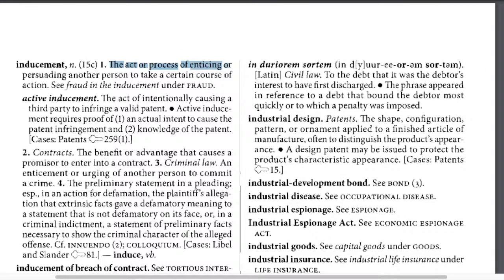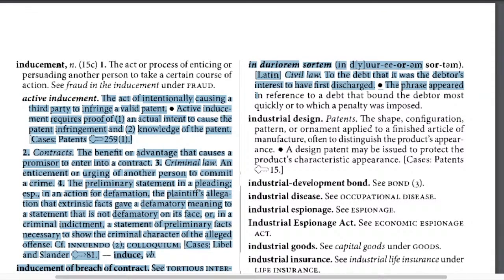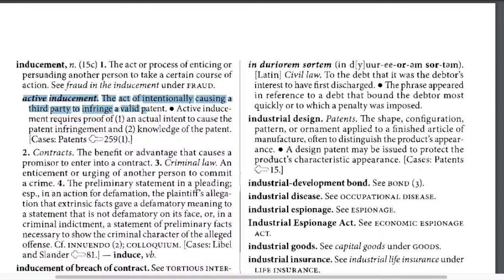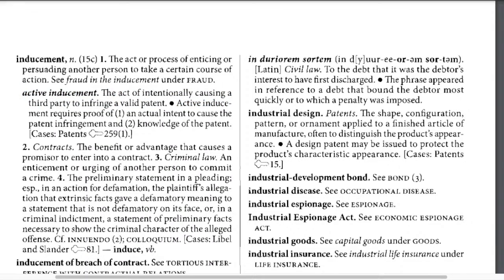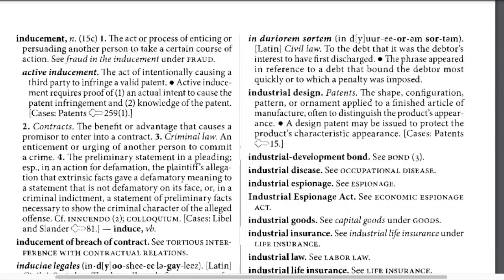Inducement: the act or process of enticing or persuading another person to take a certain course of action. There's active inducement: the act of intentionally causing a third party to infringe a valid patent, which requires proof of actual intent to cause patent infringement. In contracts, the benefit or advantage that causes a promisor to enter into a contract. In criminal law, an enticement or urging of another person to commit a crime.